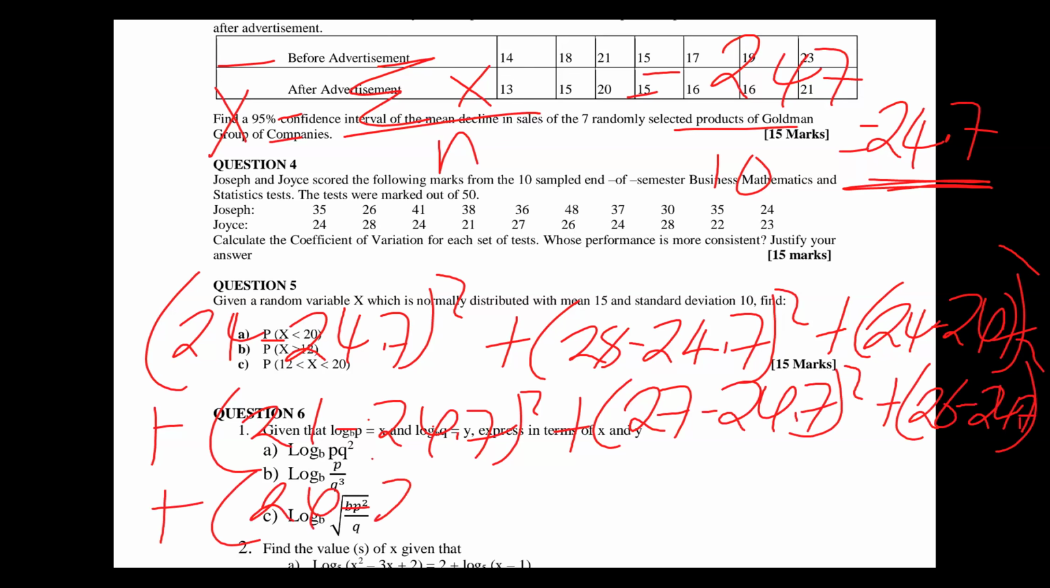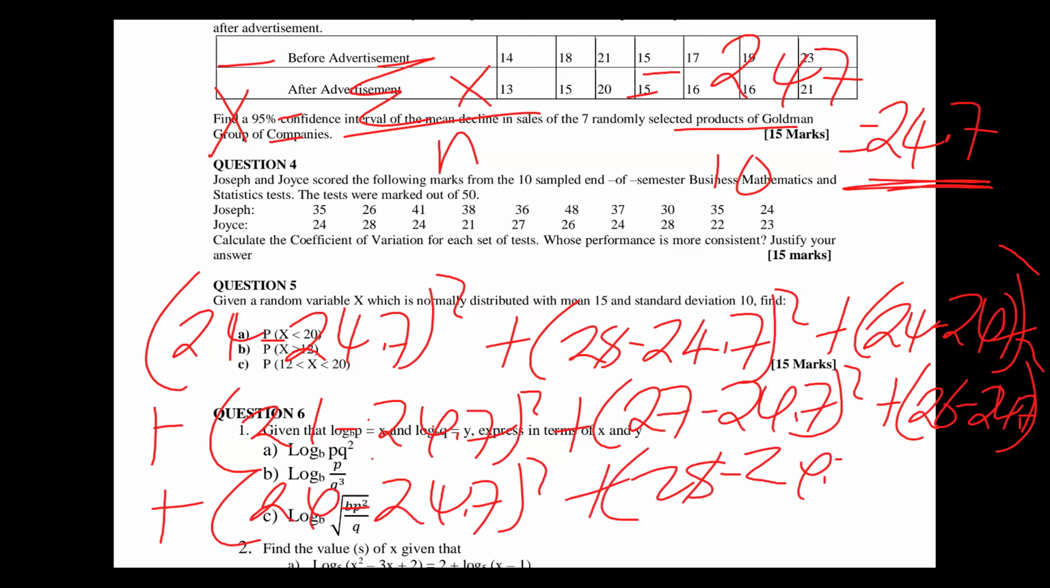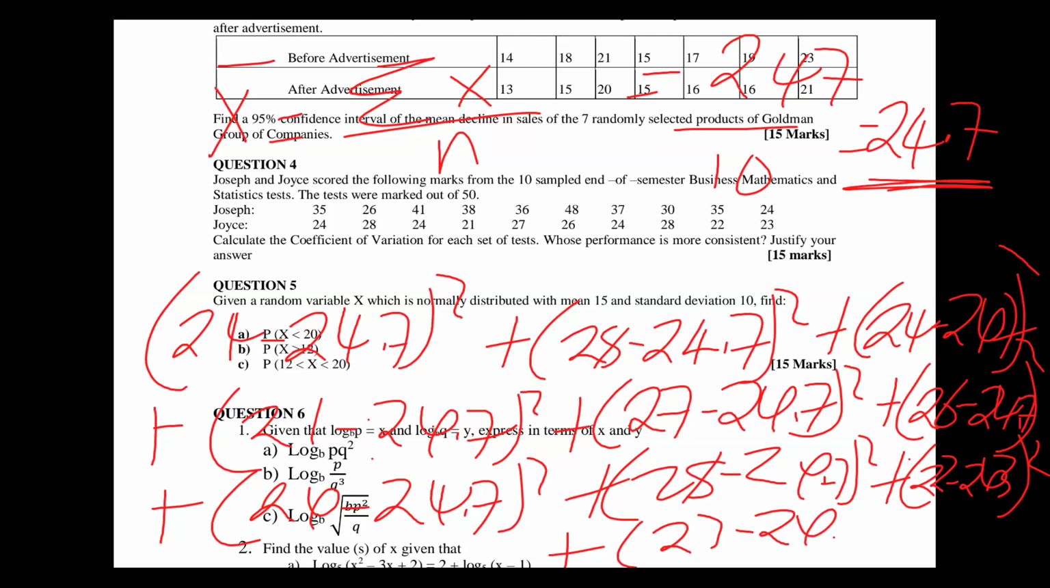24 minus 24.7, you square that, plus 28 minus 24.7, you square all that, plus 22 minus 24.7, square all that, and finally 23 minus 24.7, you square that, and divide by 9. You get it, right? You know where 9 is coming from. So let's say sample size minus 1.